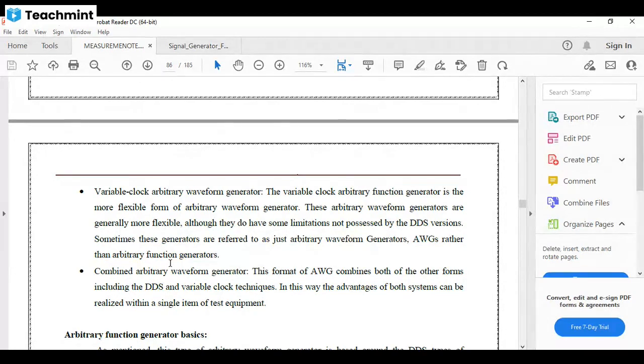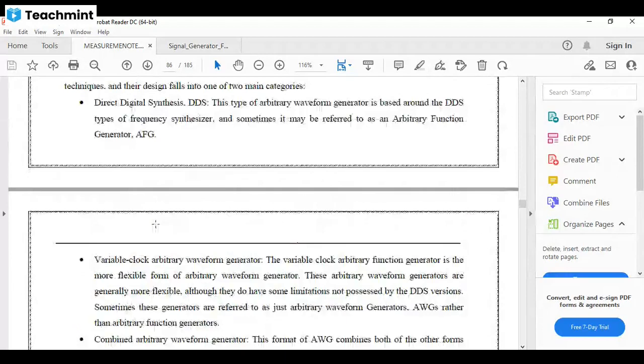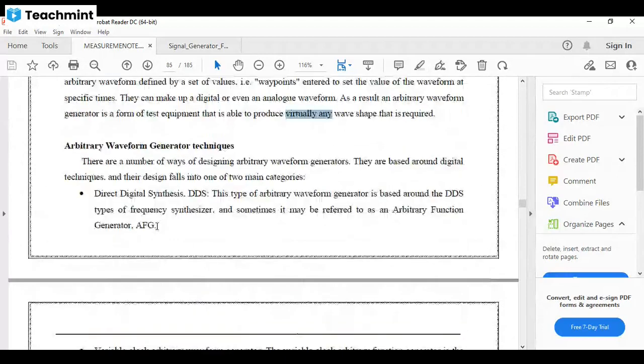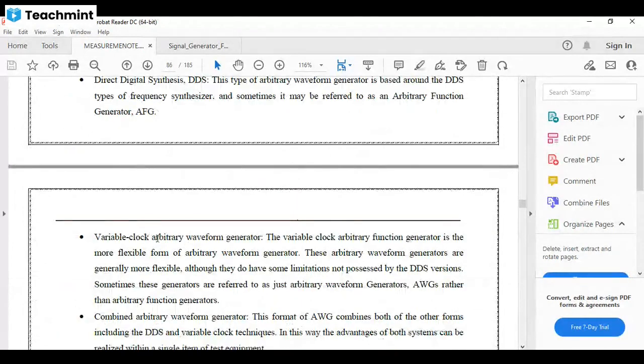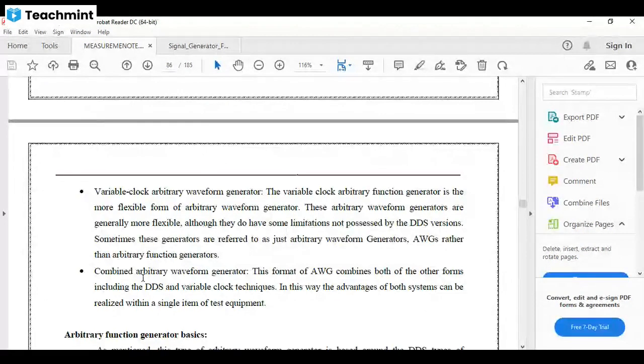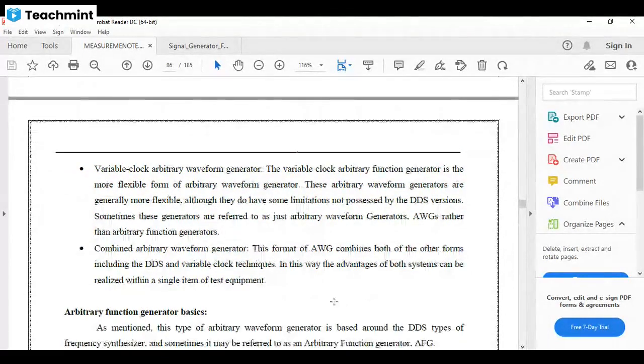And the combined arbitrary waveform generator, the format of AWG, combines both of the other forms, including the DDS and variable clock technique. In this way, the advantages of both systems can be realized within a single item of test equipment. So there are two arbitrary waveform generating techniques. First one is the DDS and second one is the variable clock type. And the last one is the combination of these two, where we can get the advantages of both. Means जब combine करते हैं तब दोनों का advantage हम लोग को मिलता है.